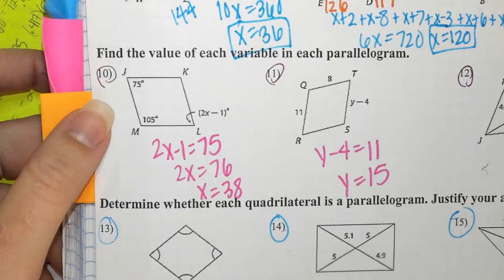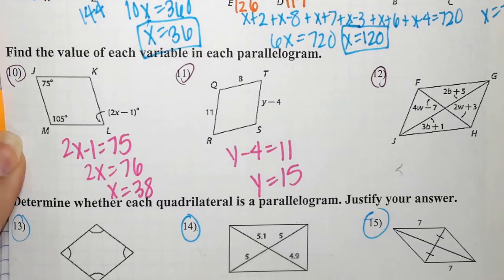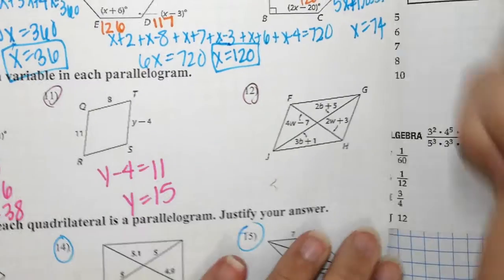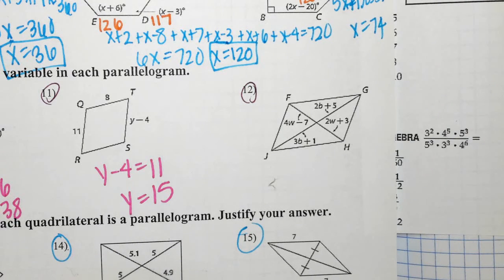Are we ready for 12 or do we need a moment? Does anybody need a moment? Cool. Number 12. What do we know about diagonals of a parallelogram? Don't say they're congruent. They bisect. Take a point. So they bisect means that they what? They cut in half. Fantastic.